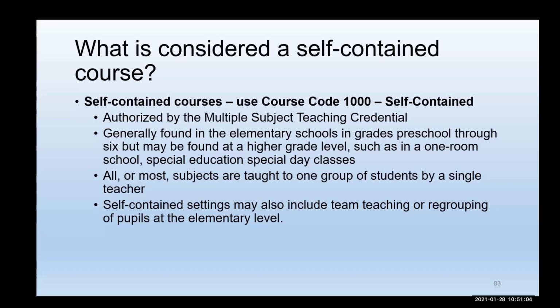So that can be reported for purposes of Fall 2 at an elementary level, middle school level, and even in secondary alternative settings. You can use course code 1000. There are some caveats that I'll point out for secondary in a minute, but you can use self-contained course code 1000 if your course meets that scenario.